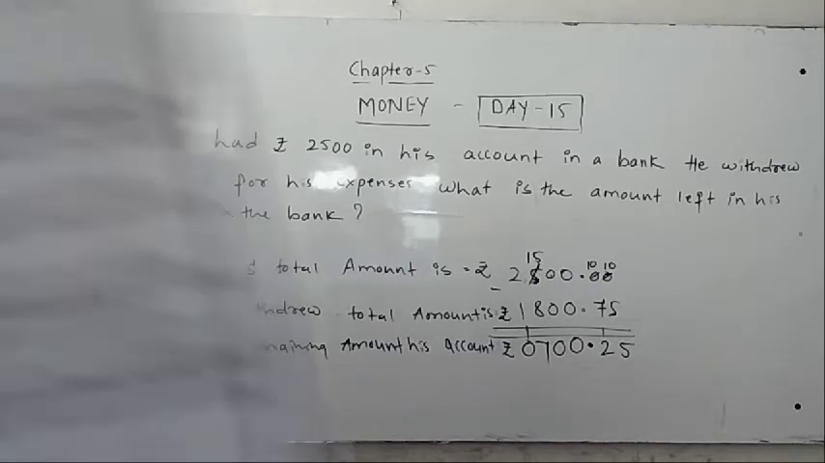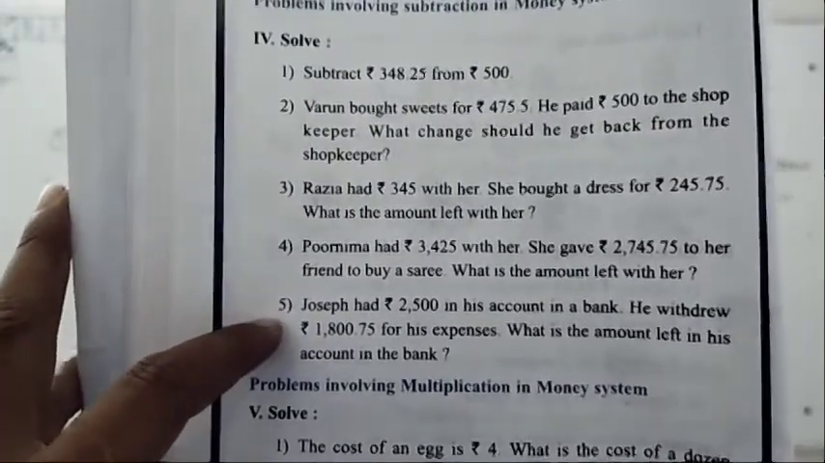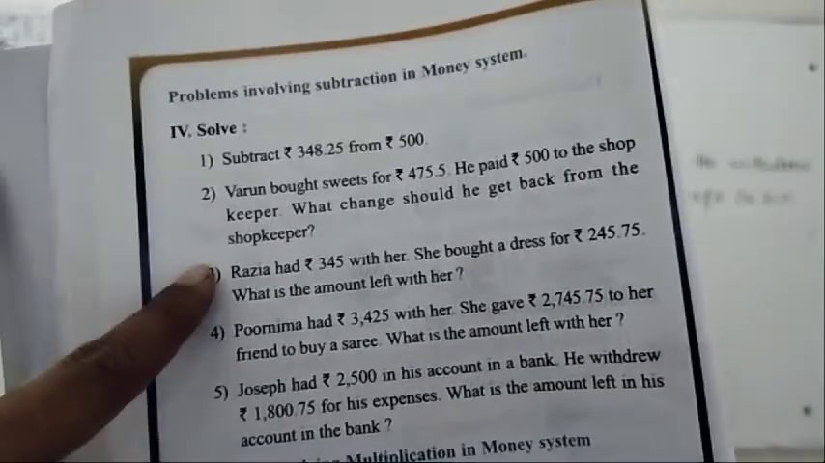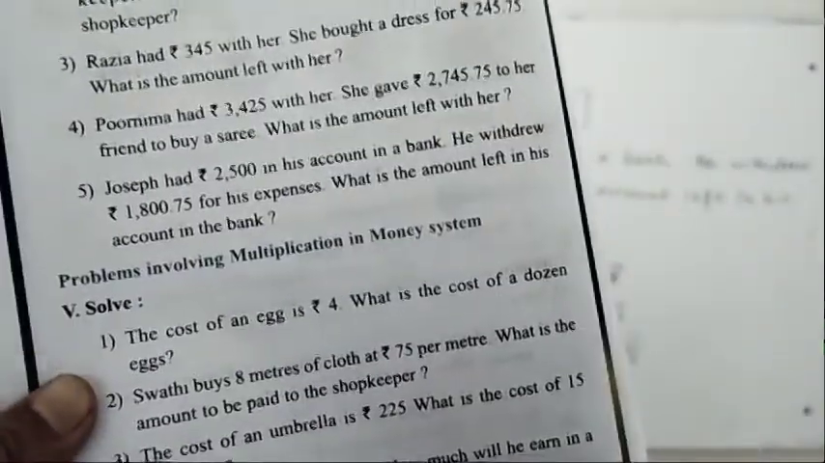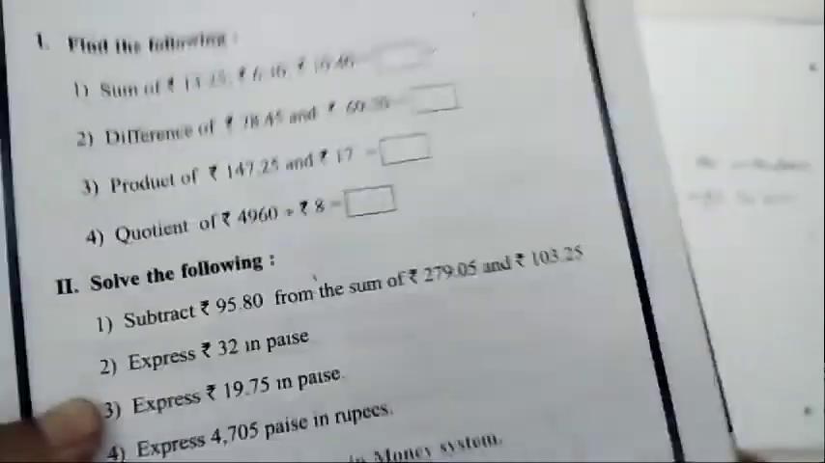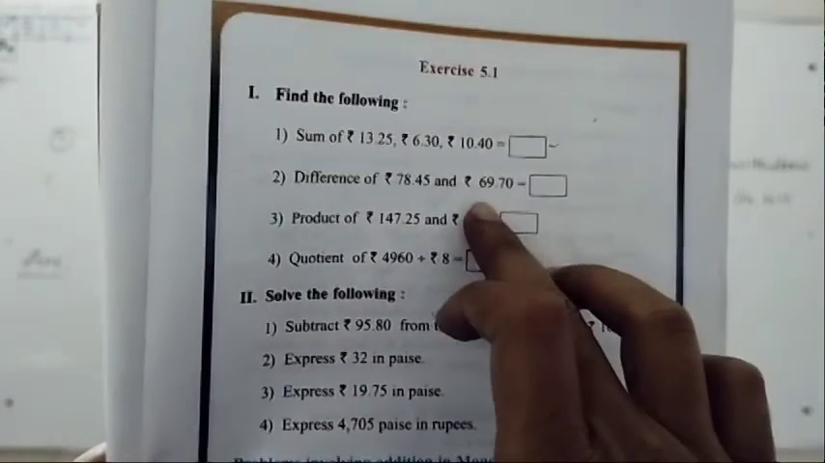Yes, dear students, now here I solved fourth problem and fifth problem, and remaining 1 2 3 is there, you have to solve. Be careful. And in below side is there, we are discussion next class. Okay, before that we are discussion this one, problems involving addition in money system, but I given this one yesterday. Find the following, it is all easy.